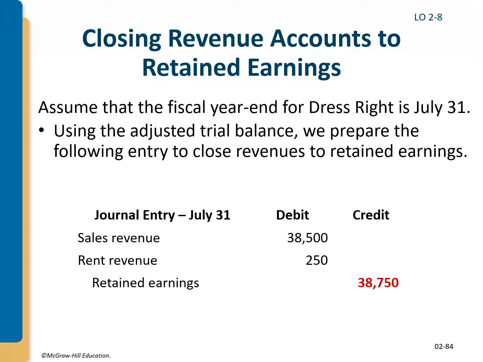So we just transferred the revenues out of the revenue accounts and into retained earnings. During the year, we keep track of these items separately, so it's easy to make financial statements. But at the end of the year, once our financial statements are done, we put the revenue where it should have been the whole time, retained earnings.